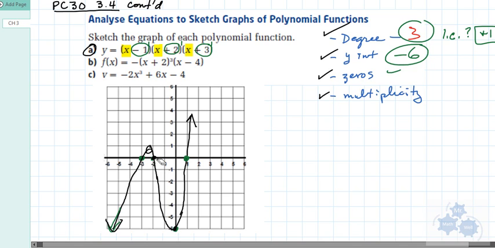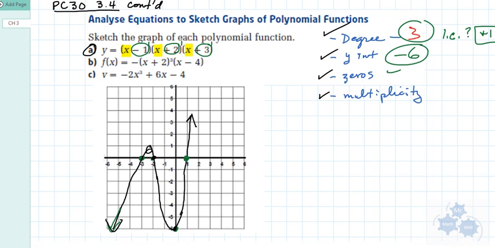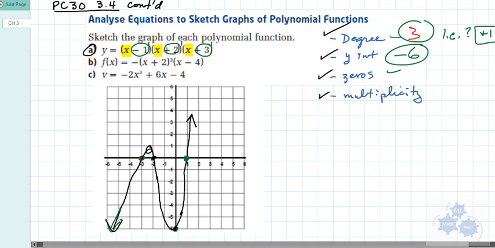Yes, question? No, the question is, can you start from the top here? No, you can't start from the top and do this. Okay?